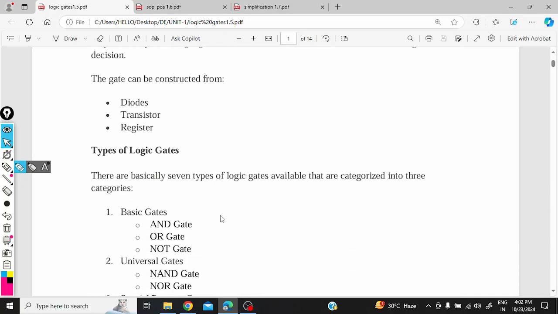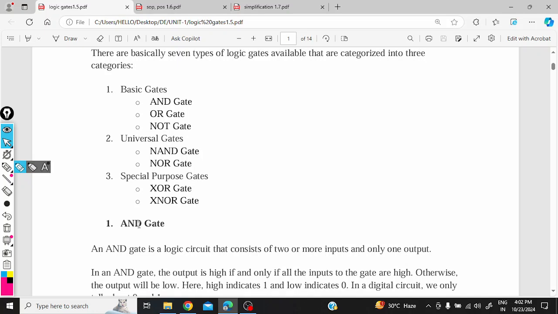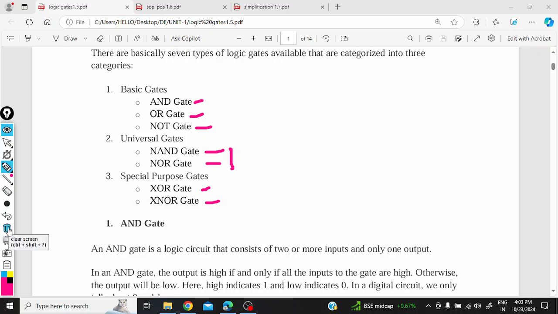Let us see. These are the different types of logic gates which are available: AND gate, OR gate, NOT gate. Apart from these basic gates, we have other universal gates called NAND gate and NOR gate. Why? Because using these two gates, we can construct any other type of gate. Like AND gate, OR gate, NOT gate, I can construct using NAND gate or NOR gate. And other than these gates, we also have XOR gate and XNOR gate. So these are the gates present for our digital electronic circuit constructions.